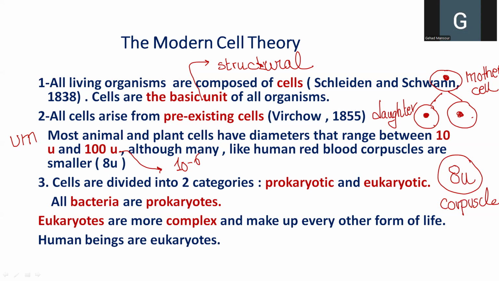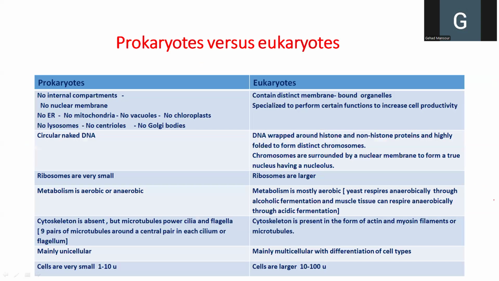As we said before, cells are divided into two major categories, the prokaryotic cells and the eukaryotic cells. And we also said on the previous slide that all bacteria are prokaryotes. We also said that eukaryotic are more complex and that most forms of life are formed of eukaryotic organisms or eukaryotes, and that human beings, of course, are eukaryotes.